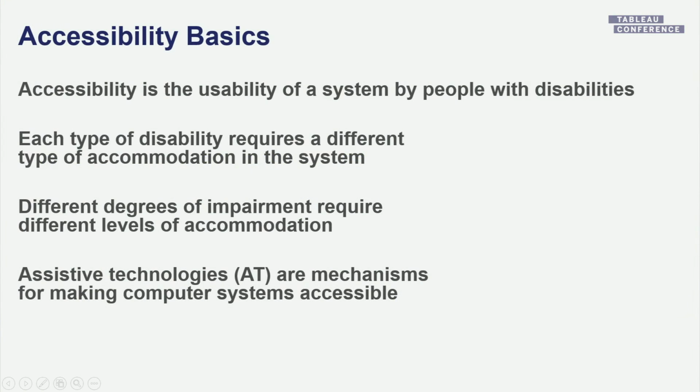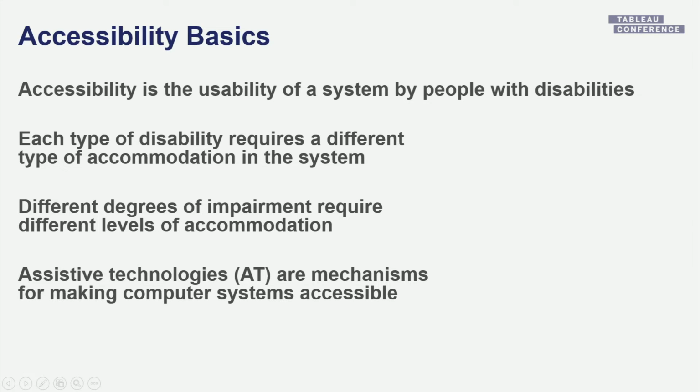So accessibility is the usability of a system by people with disabilities. And there are many kinds of disabilities we can talk about. Vision impairments, deafness and hearing loss, mobility disabilities, cognitive disabilities, and so forth. And each type of disability requires a different type of accommodation in the system to make it accessible to people. And there is a wide spectrum of these disabilities.